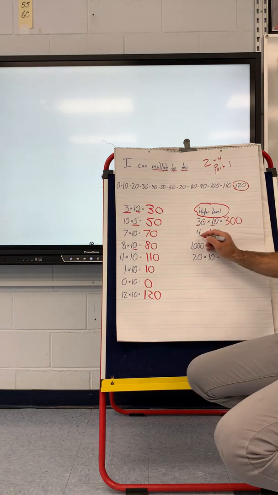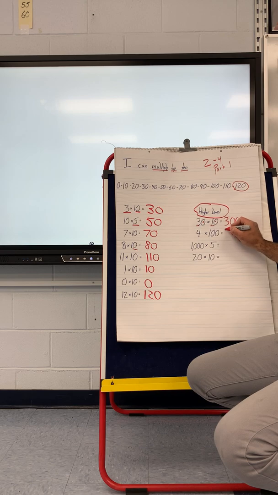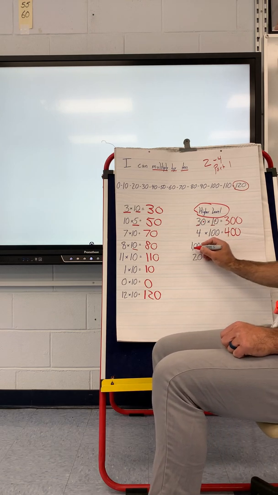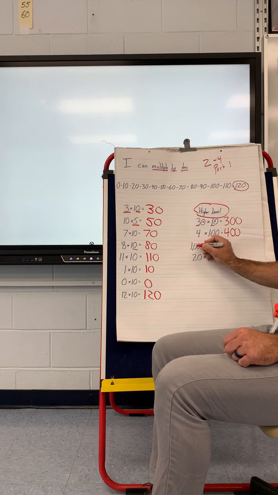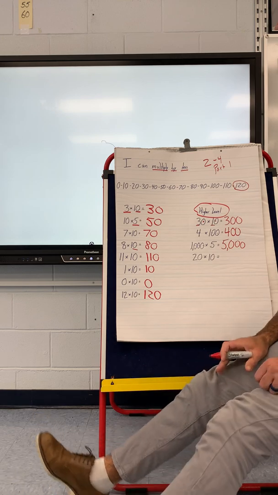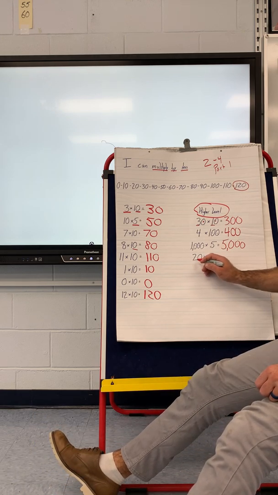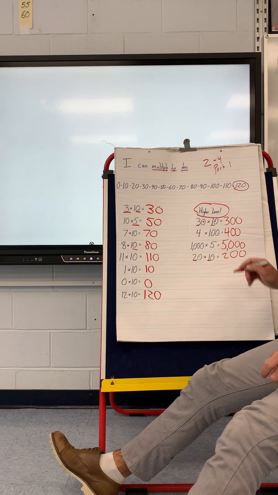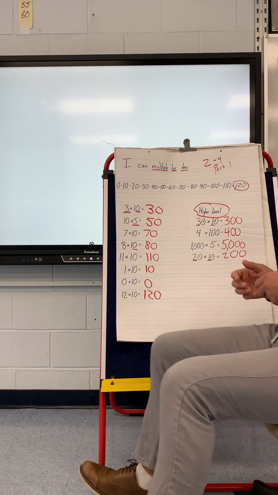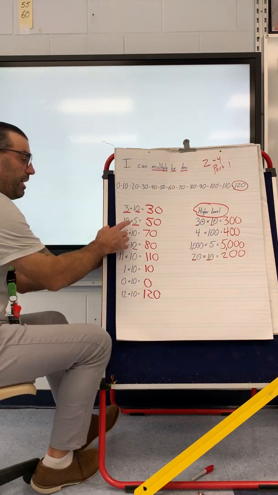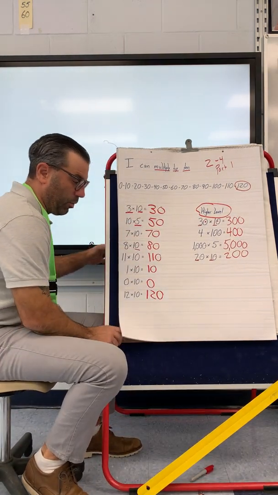It's kind of cool. Or if I'm doing 4 times 100, it's like 4 times 1 is 4, and 2 zeros, 400. Or if you're doing like 1,000 times 5, you say, okay, well, it's like 1 times 5 is 5, and 1, 2, 3 zeros. So it's like 5,000. Pretty cool. Or if I'm doing 20 times 10, it's like 2 times 1 is 2, and then 1, 2 zeros, 200. So you can either just skip count, or you could just use the tens rule, where you just take the other number and put a 0 after it, and that'll work just fine.